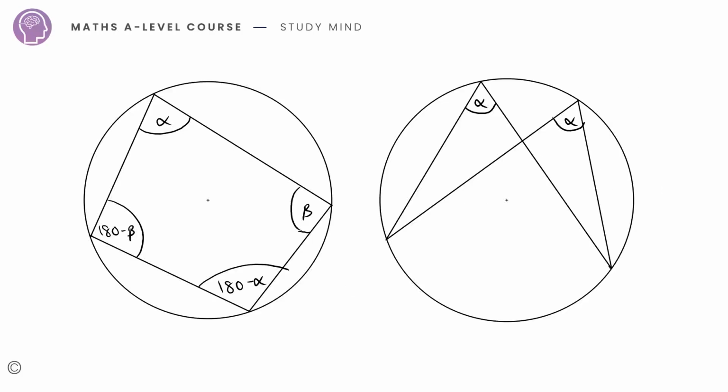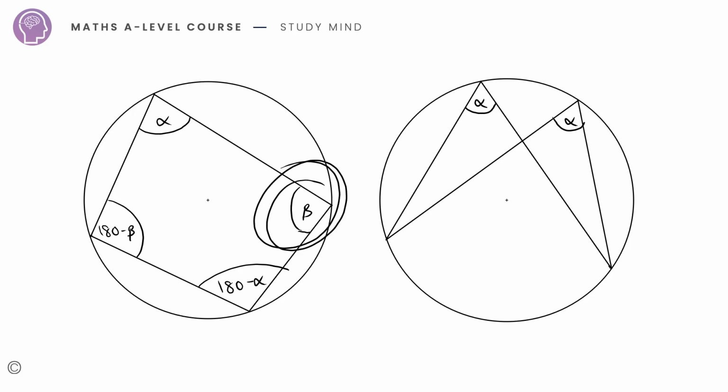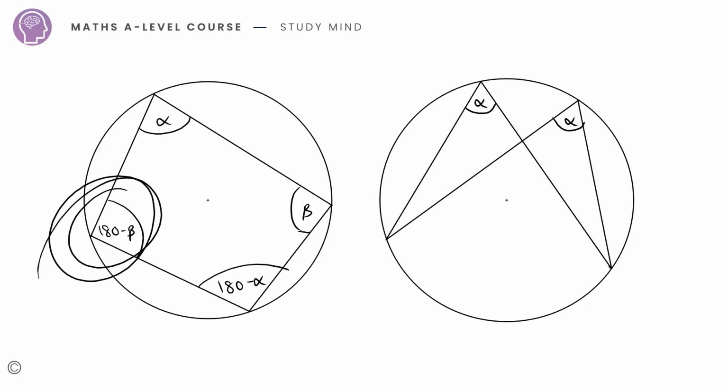The remaining theorems I'm just going to state. On the left, we have a theorem about a cyclic quadrilateral. A cyclic quadrilateral is a quadrilateral whose corners are all on the circumference of a circle. And the theorem says that opposite angles in a cyclic quadrilateral sum to 180. So if this is alpha, then this must be 180 minus alpha. Likewise, if this is beta, then this is 180 minus beta.